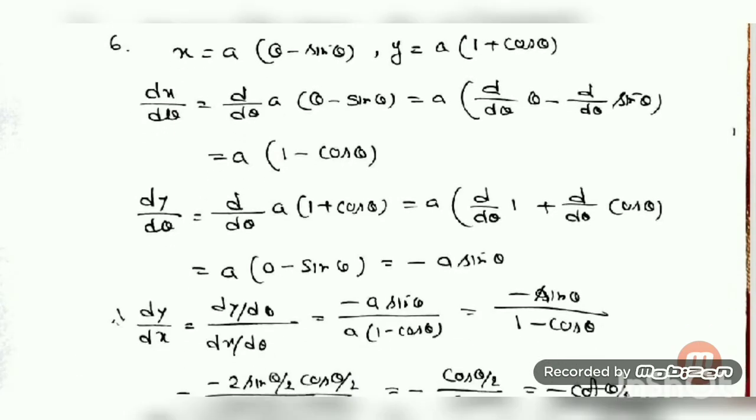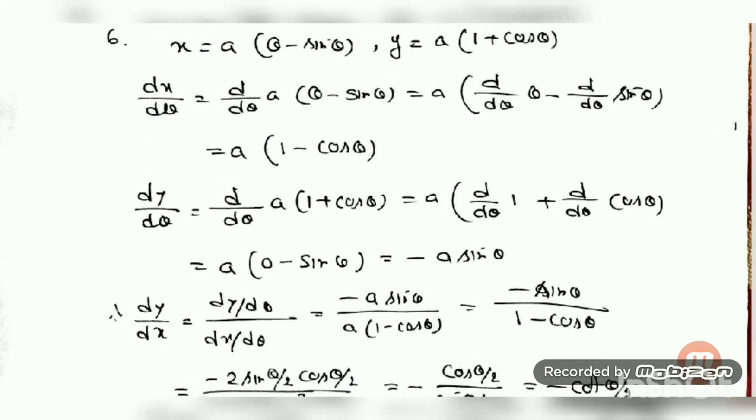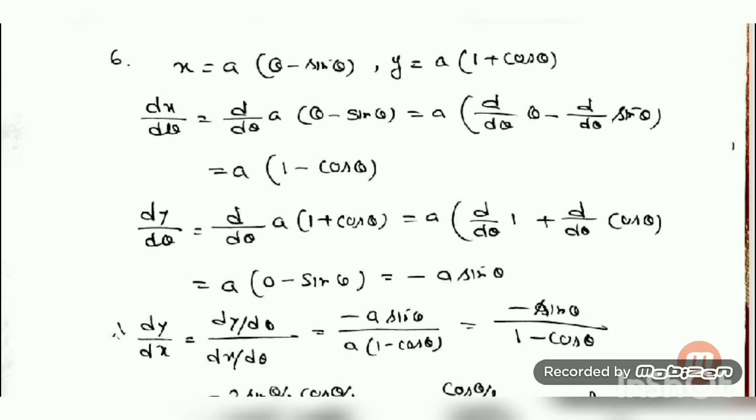Question number 6. Your solution of question number 6 is what? Here x equal to a into theta minus sin theta and y equal to a into 1 plus cos theta. Both are functions of theta, so the parameter is theta, because both are related with the help of theta. dx/d theta is equal to d/d theta of what is x? a into theta minus sin theta. A constant comes out. Here d/d theta of theta minus d/d theta of sin theta. a is constant, you just keep it as it is. d/d theta of theta is 1, and sin theta derivative is cos theta.